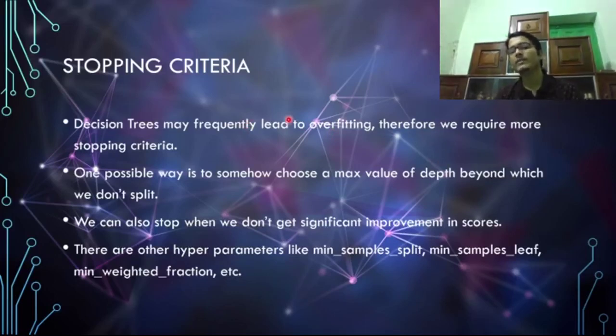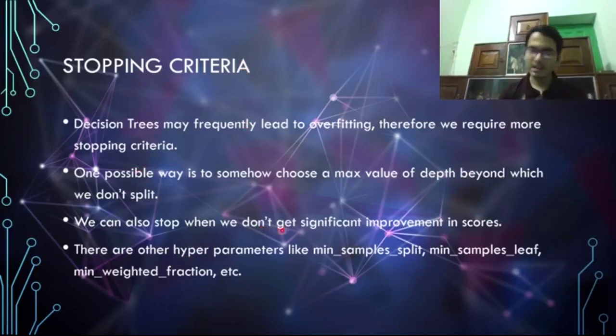The number of splits we do determines the second level and third level we reach. Suppose after the first split we reach the second level, after the second split we reach the third level, and so on. We can fix a maximum depth beyond which we don't need to split. So this can be a stopping criteria.